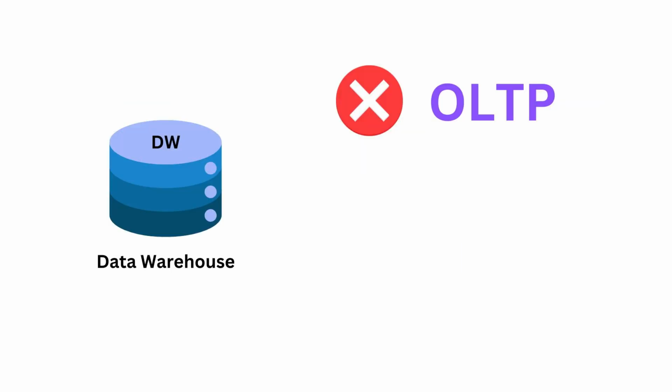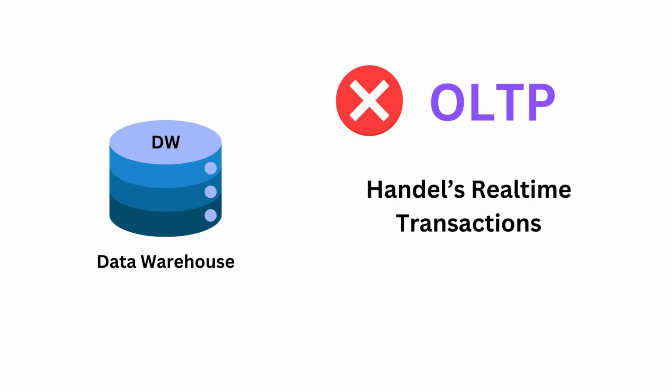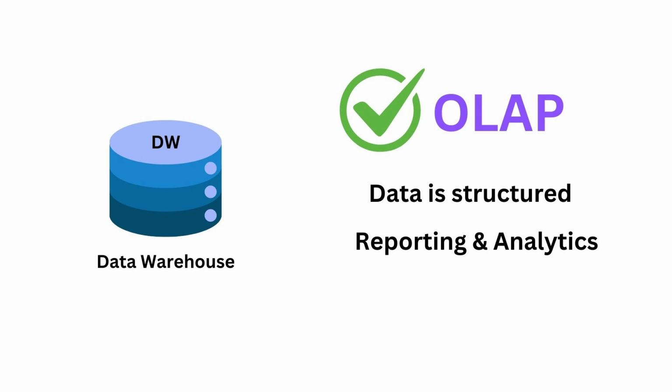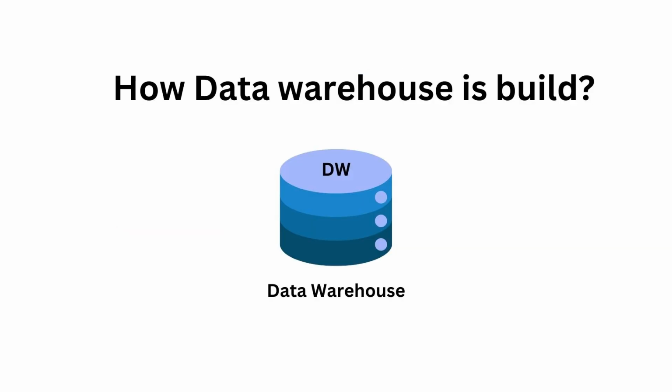It's not used for transactional processing like an OLTP database, which handles real-time transactions. Instead, a data warehouse is built for OLAP, online analytical processing, where data is structured and optimized for reporting and analysis. So, how is a data warehouse built?